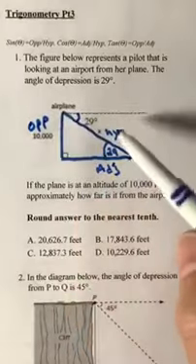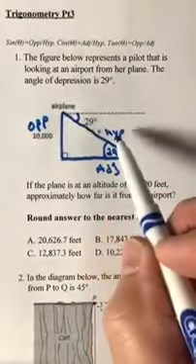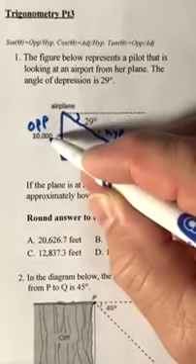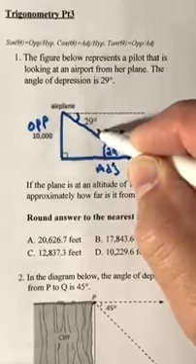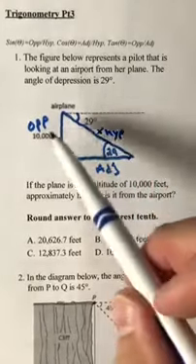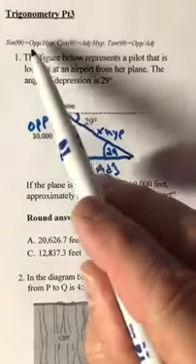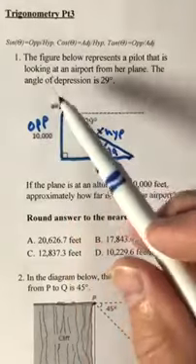Okay, now the two sides we want to work with would be the opposite and the hypotenuse. Why? Because we're given 10,000 for the opposite side and we have to find x. Those two sides. Okay, so which trig function uses opposite and hypotenuse? Okay, so let's look up here, opposite and hypotenuse. That's going to be sine.